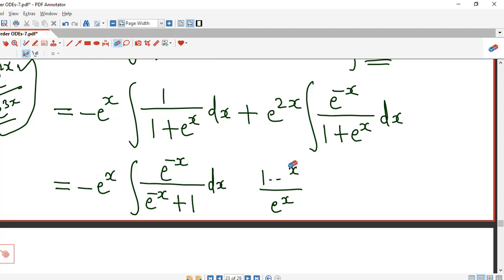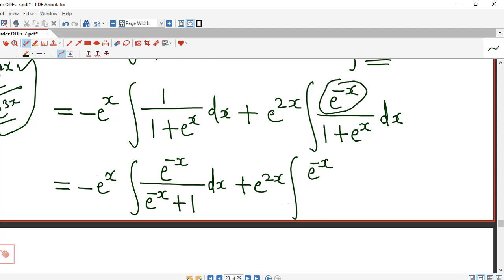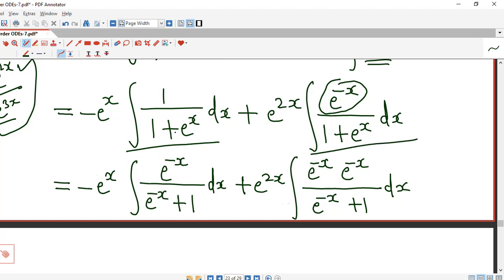So we are dividing numerator and denominator by e raised to x, plus e raised to 2x as it is. Here also we divide numerator and denominator by e raised to x. We keep this quantity as it is, and the same thing we are doing. 1 over 1 plus e raised to x is divided by e raised to minus x. So here also we have e raised to minus x plus 1 dx. So in both the integrals we are dividing numerator and denominator by e raised to x.